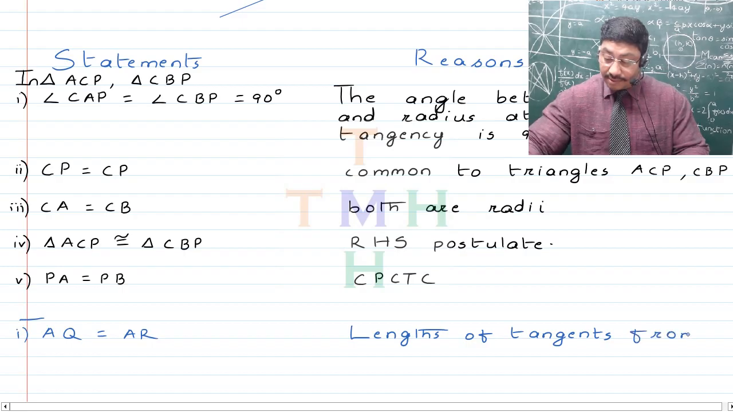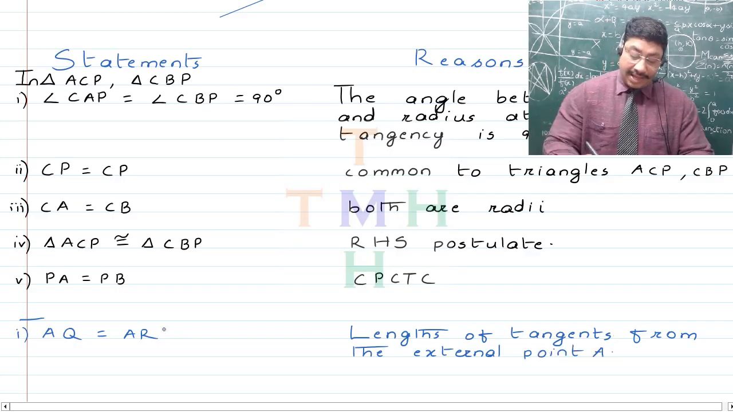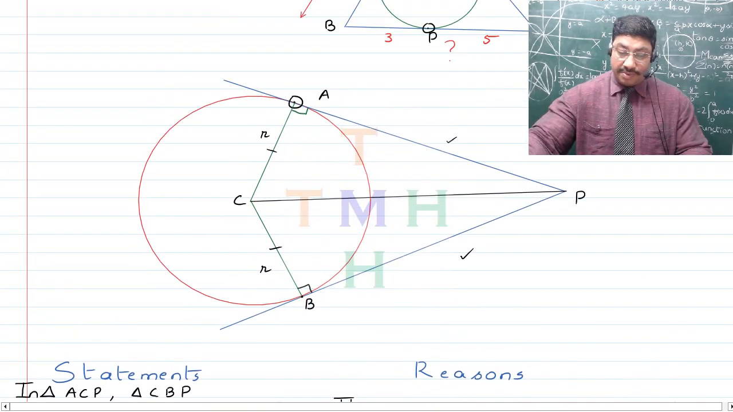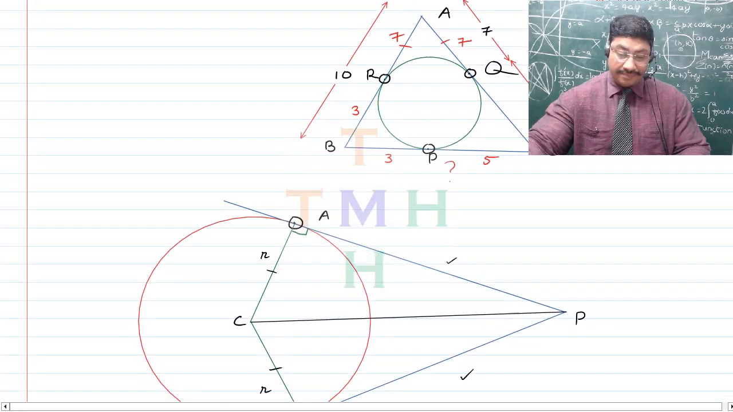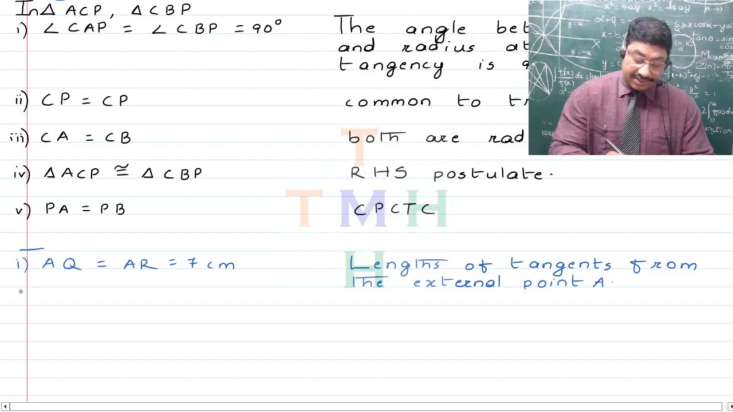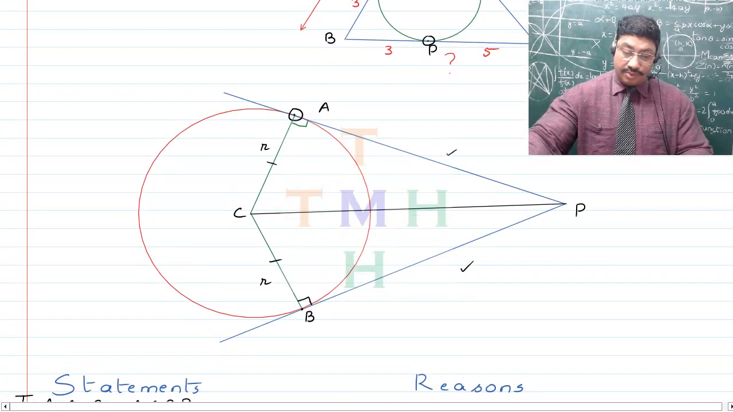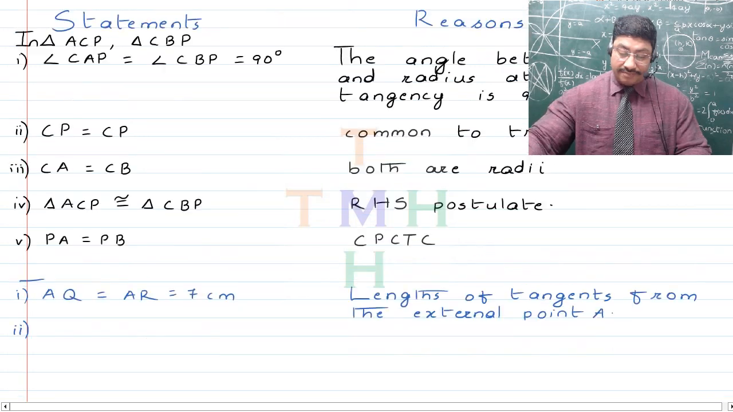from the external point A. As such, both are going to be 7 centimeter in length. Next, children, we will now talk about the rest of the length, that is BR, and it will become equal to 3. Now for point number 2, you have BR equal to 3, and as such BP is also going to become equal to 3.